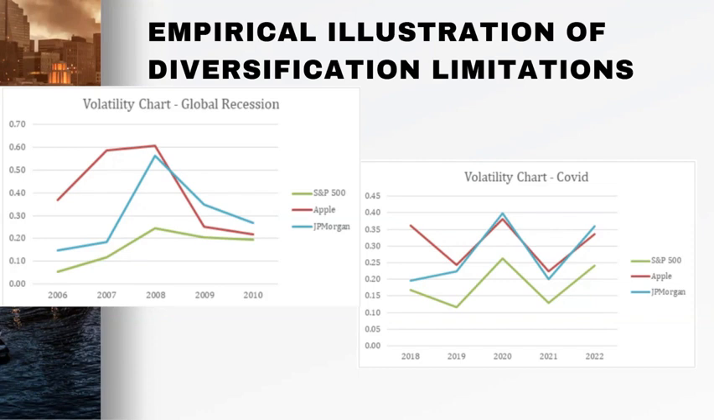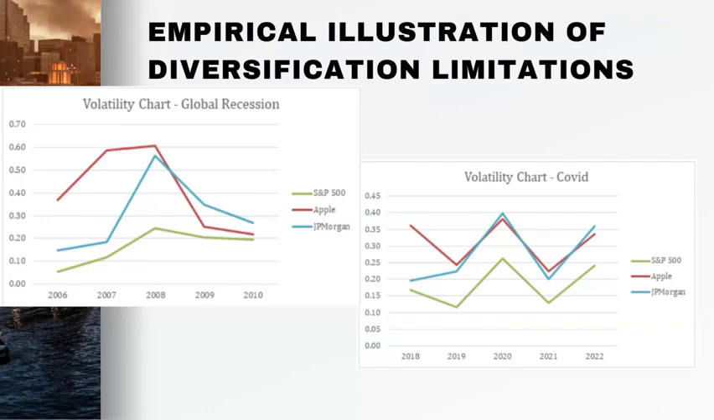And then for COVID-19, for the S&P 500, it jumped from 12 to 26%. For Apple, it jumped from 24% to 38%, and for JP Morgan, it jumped from 22 to 40. So overall, it's about the same kind of jump in both crises. Therefore, the systematic risk dominates, and diversification provides little to no protection. The real-world evidence shows that portfolio risk cannot be eliminated, which is amplified in times of extreme market stress, like in a crisis.